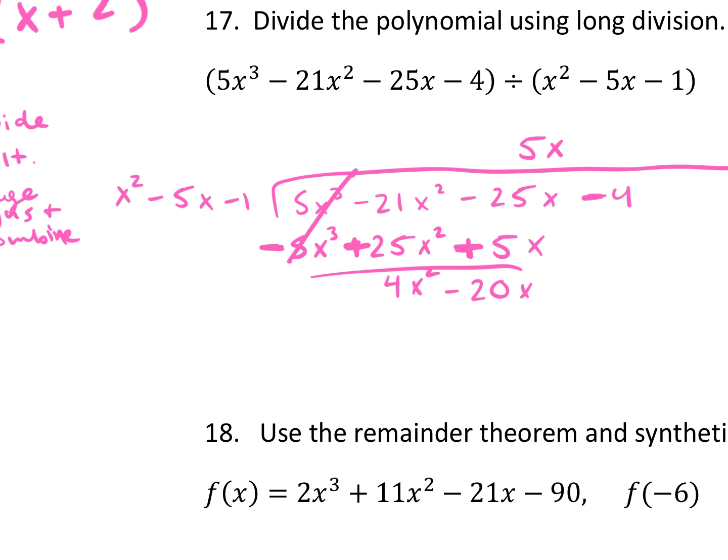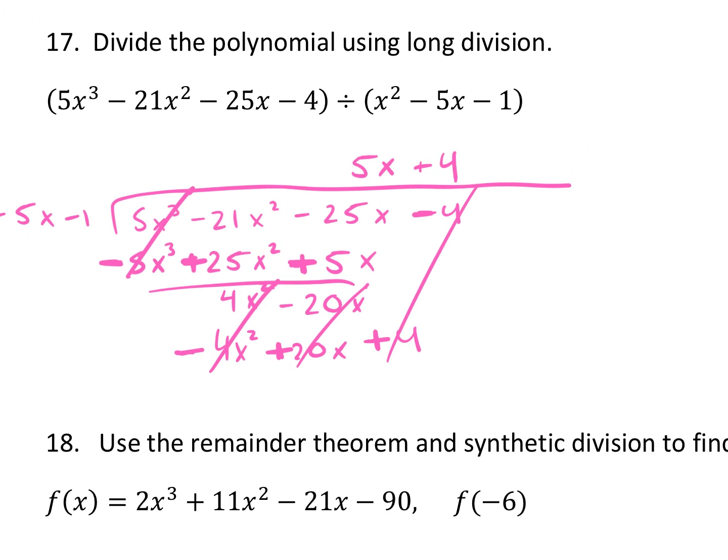Do the same thing again. So we're going back to the top. We're going to divide. 4x squared divided by x squared would be 4. Then we take 4, we're going to multiply that times everything out front. So 4x squared minus 20x minus 4. Change the signs and combine. 4x squareds cancel, 20x's cancel, and the 4's cancel. So this would be our answer.